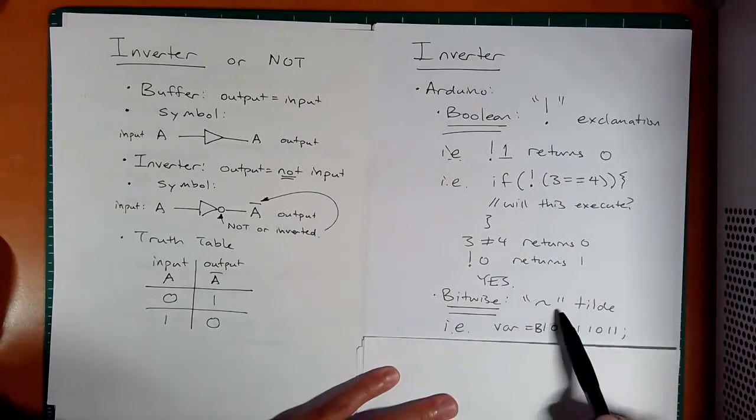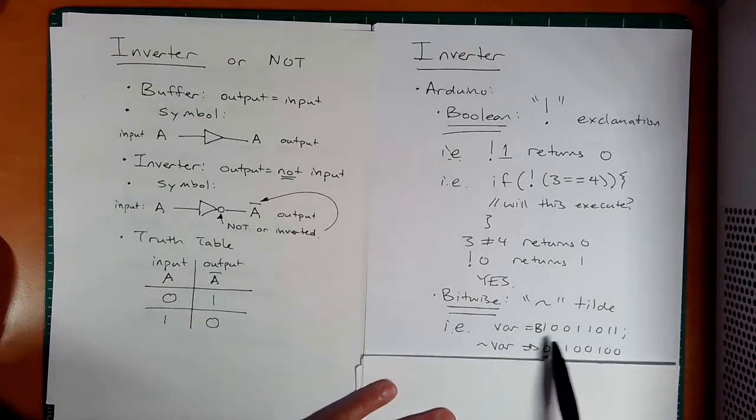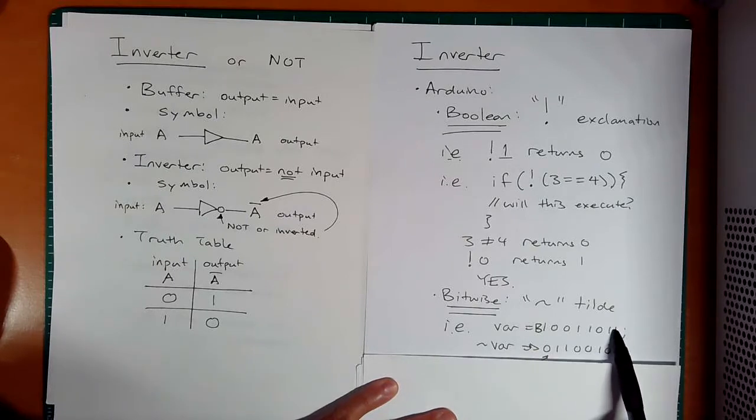Okay, so it's the same thing. Now you just go bit by bit, bitwise, and say, if I want to do a not or an inversion on this variable, I can do this, which means everywhere I see a 1 becomes a 0, and I just basically invert the bits.